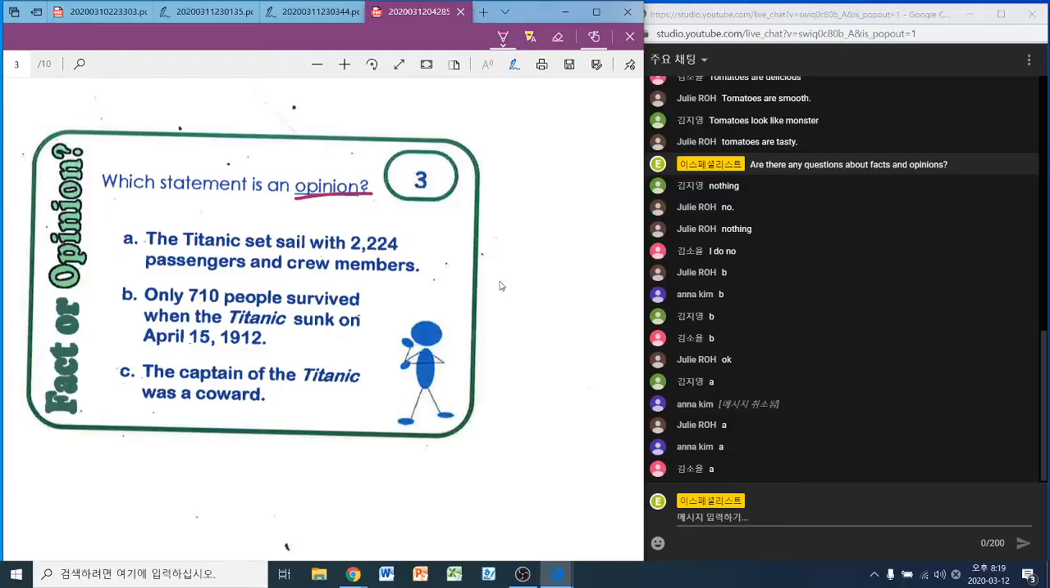The Titanic. I never saw the movie The Titanic. 2,224 people. Wow. That's a lot of people on a boat. Very sad.